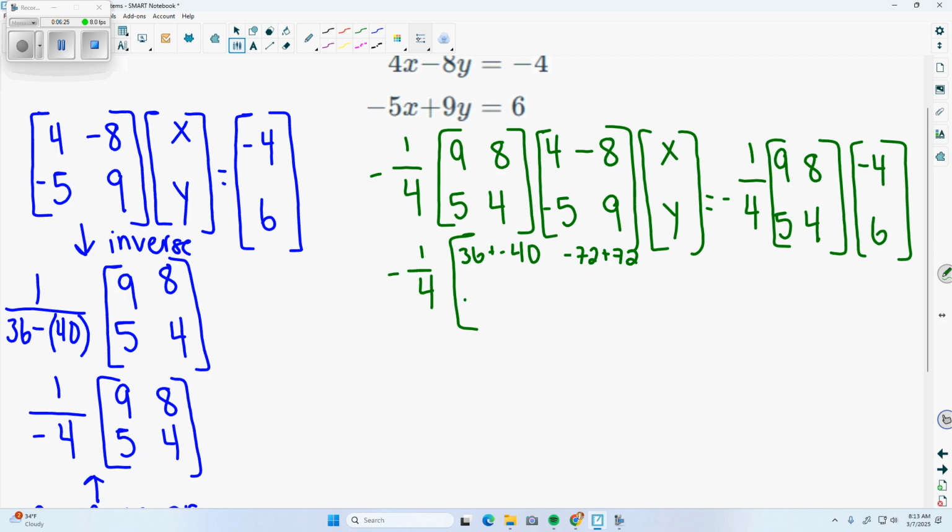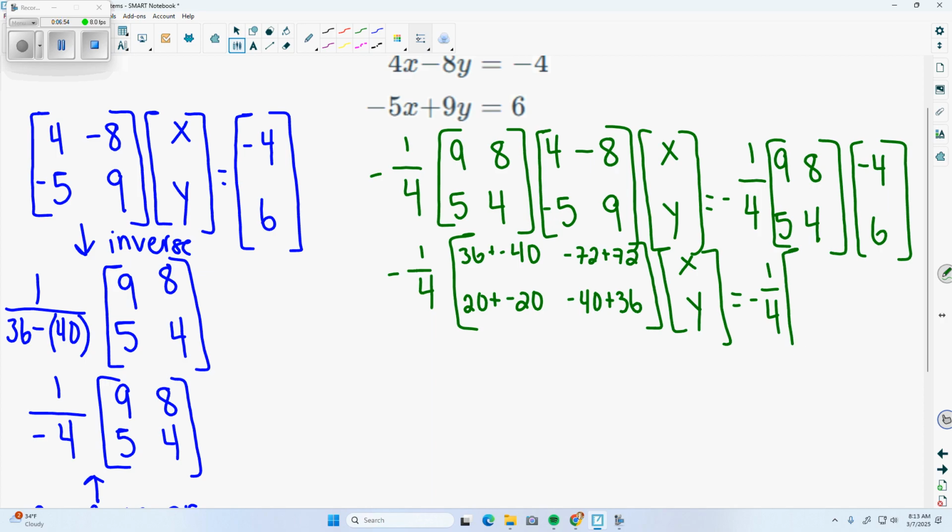5 times 4 would give us 20. 4 times negative 5 would give us negative 20. Okay, 5 times negative 8 would give us negative 40. 4 times 9 would give us positive 36. If you're not remembering that stuff right there, I'm going to recommend you go back and watch the multiplying matrices video. Make sure you do know how to multiply your matrices together.